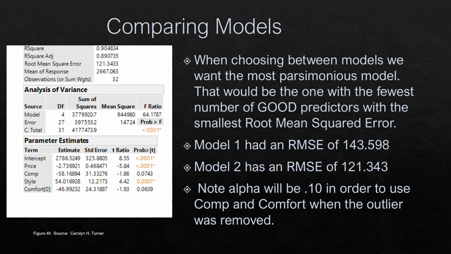If alpha is 0.10, when we look at which variables to keep in the model, we go under the probability of t and look at each individual variable. We compare price's p-value, less than 0.0001, to 0.1, and it's a good predictor. Competition's p-value, 0.07, is less than 0.10, it would be considered good. And style, less than 0.10, it's a good predictor. And so is comfort.